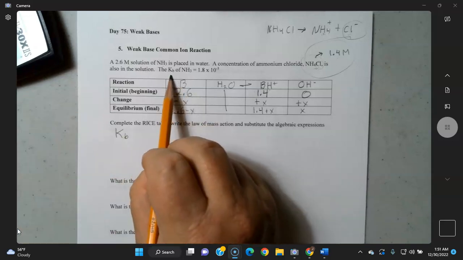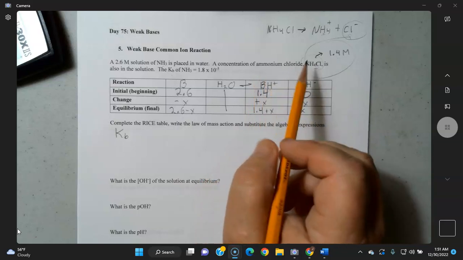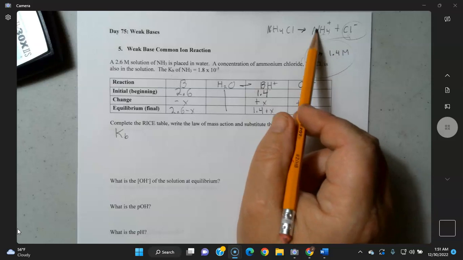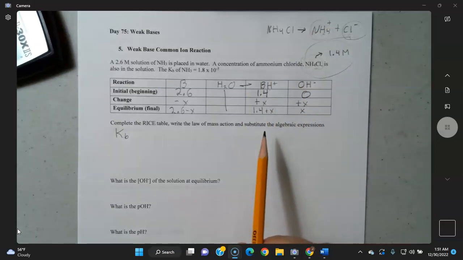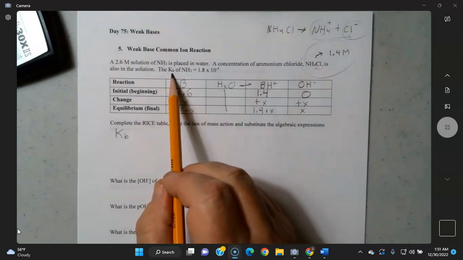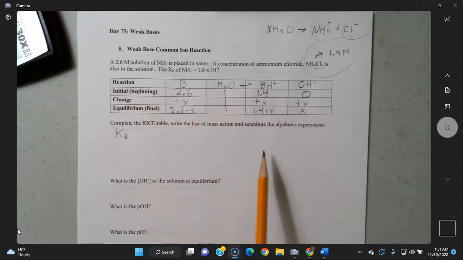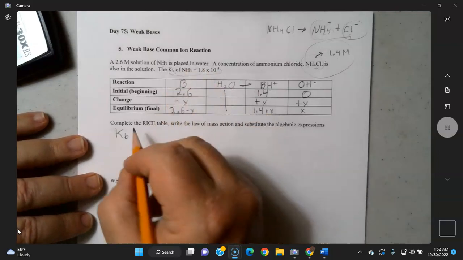Now what if they had given you a KA for this? That's a possibility. For the conjugate acid, that would be NH4, just the NH4Cl, just this part right here. Then you would have had to convert to a KB to do this, because this is a base reaction. We're starting with a base and we're turning it into the conjugate acid, so you'd need to get the KB value. But we were given that, so we'll go ahead and do that.